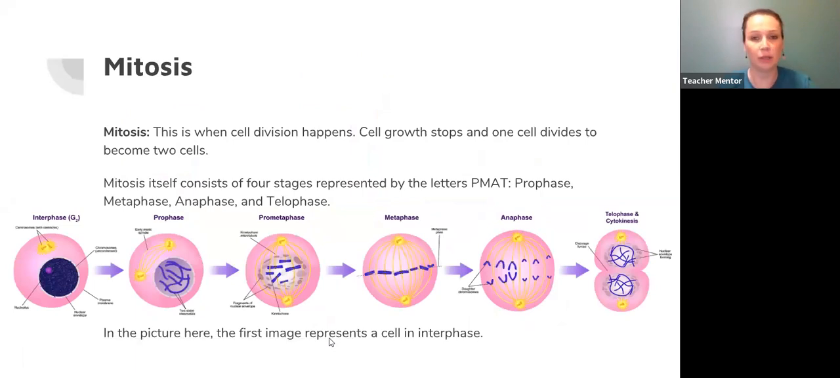All right, so here we go, mitosis. Again, breathe, it'll be okay. Mitosis is when the cell division actually happens, okay? Cell growth stops and one cell divides and becomes two cells. Now, mitosis itself consists of 4 stages represented by PMAT: prophase, metaphase, anaphase, and telophase. In this picture, which was taken from the lesson, the first image represents a cell in interphase. So the first picture of this series is going to be the resting phase, okay?